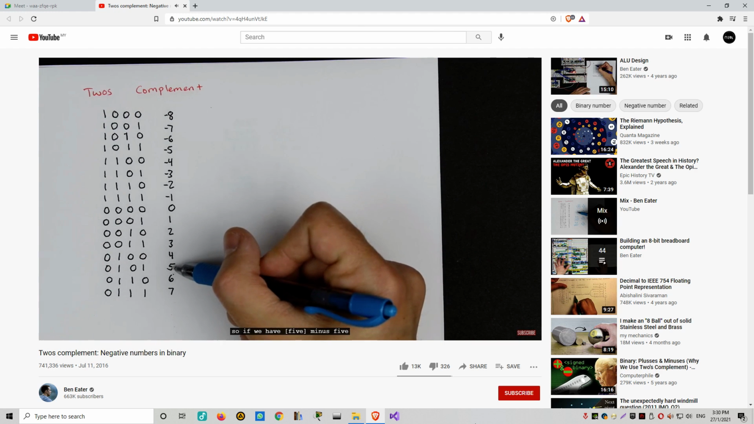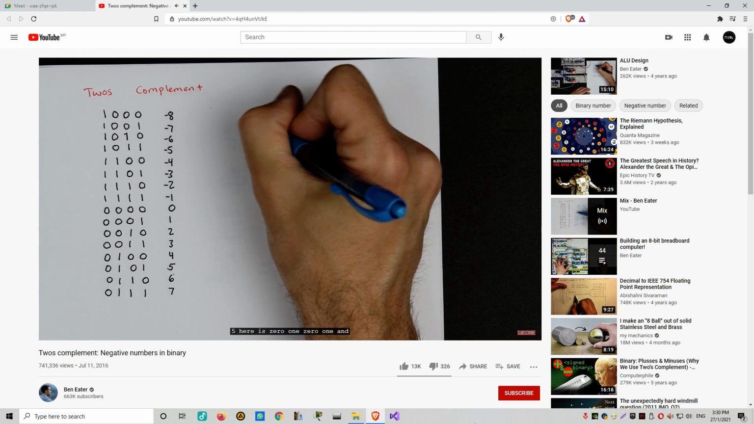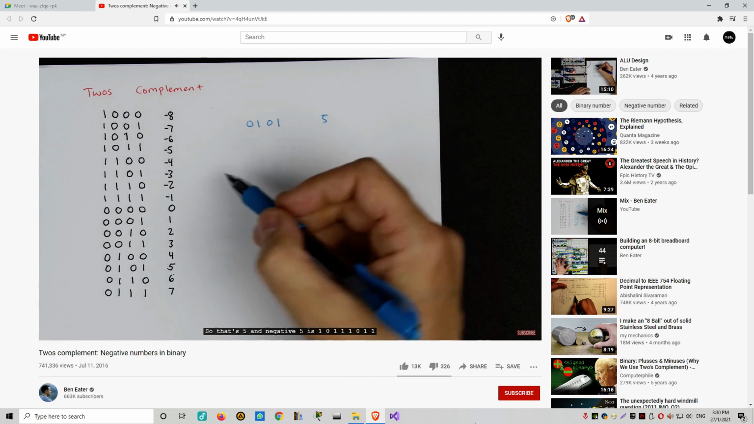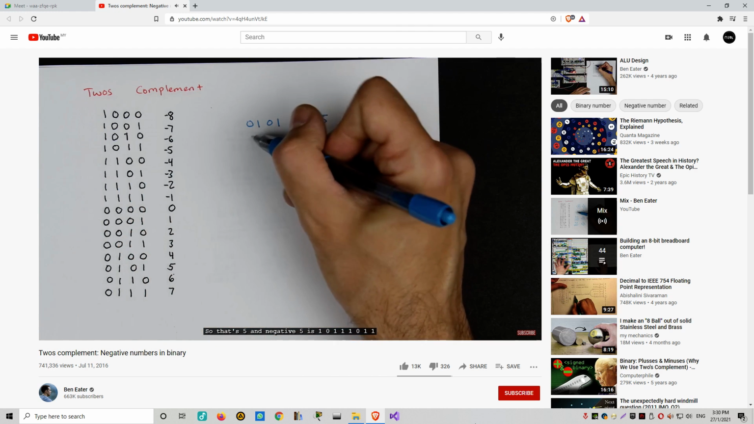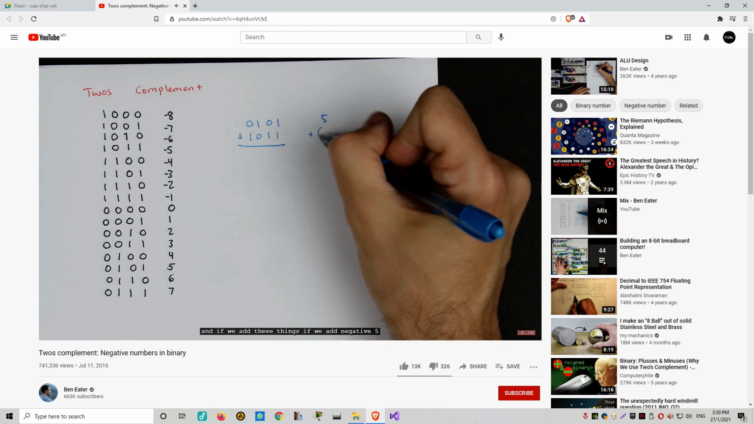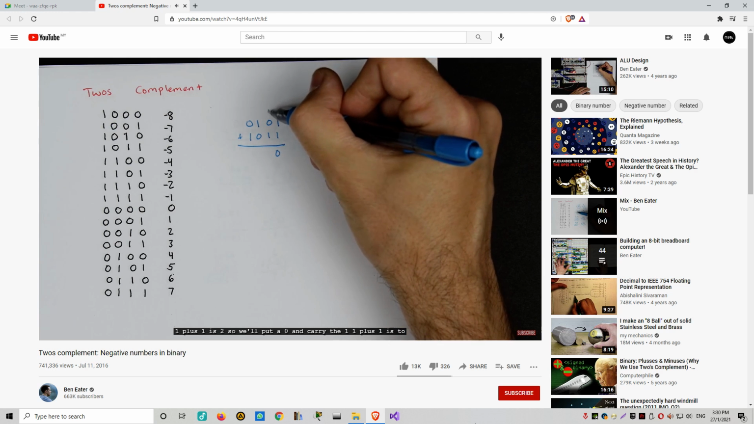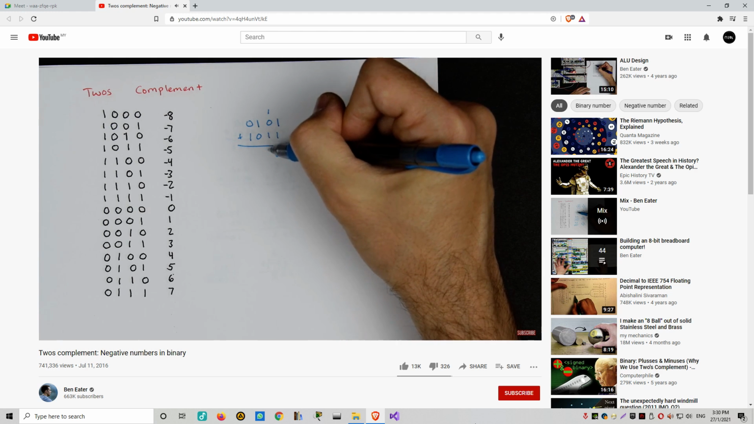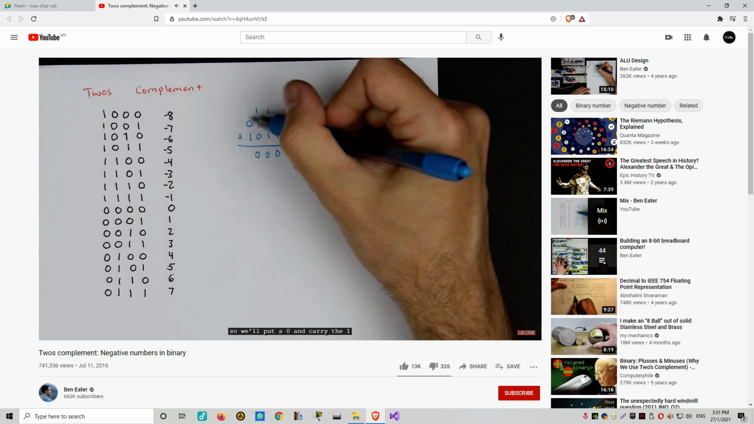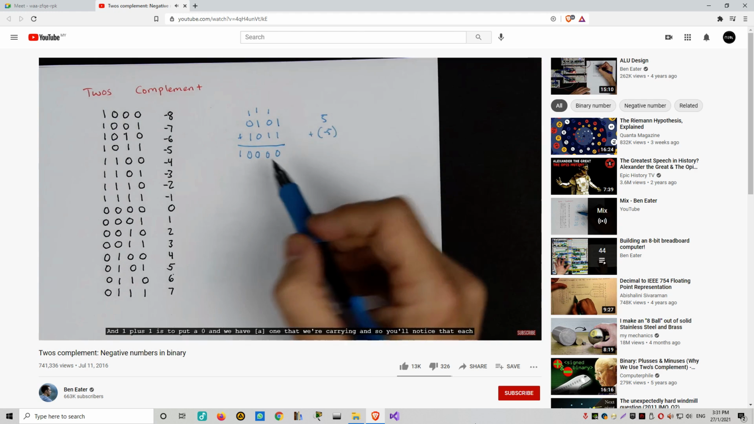So if we have 5 minus 5, 5 here is 0, 1, 0, 1. And so that's 5. And negative 5 is 1, 0, 1, 1. And if we add these things together, 1 plus 1 is 2, so we'll put a 0 and carry the 1. 1 plus 1 is 2, so put a 0 and carry the 1. 1 plus 1 is 2, so we'll put a 0 and carry the 1. And 1 plus 1 is 2, so put a 0 and we have a 1 that we're carrying.